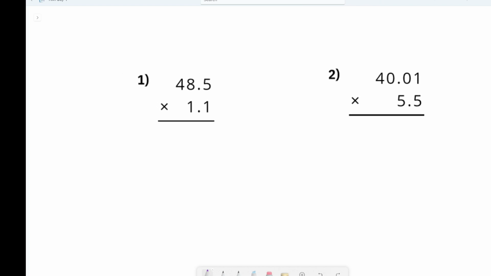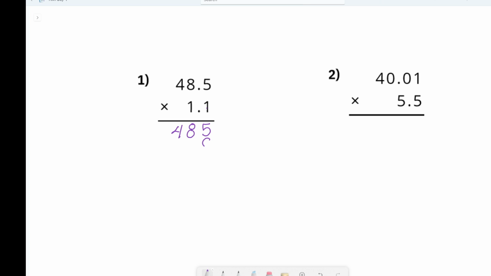It's 48 and 5/10 multiplied by 1 and 1/10. However, we're going to forget those decimals are there, and we're going to multiply it just like any other 3-digit by 2-digit multiplication problem. So we're going to start in our ones place, and we're going to multiply that through. We're going to distribute that through our top number. So 1 times 5 is 5, 1 times 8 is 8, and 1 times 4 is 4.